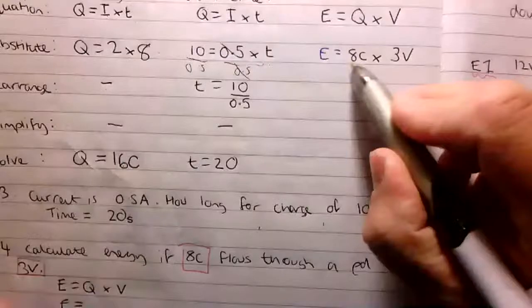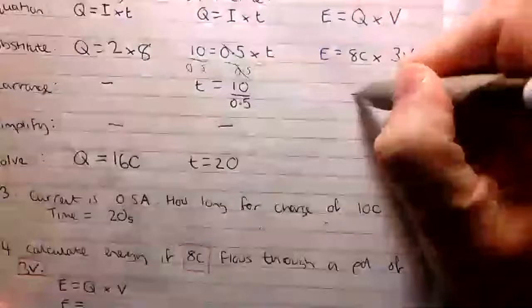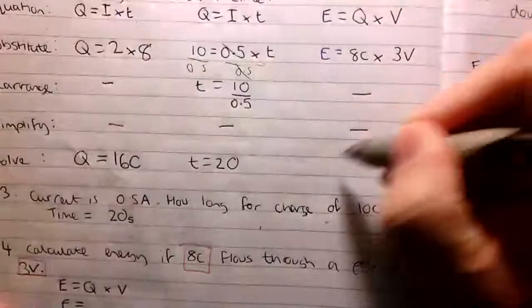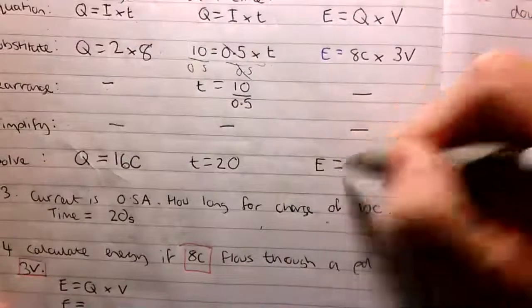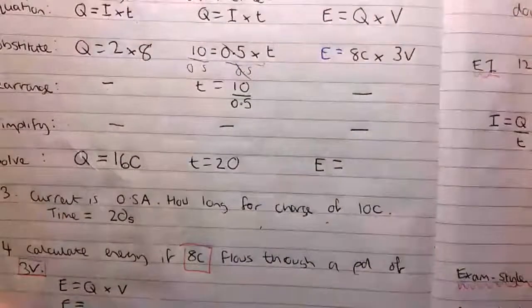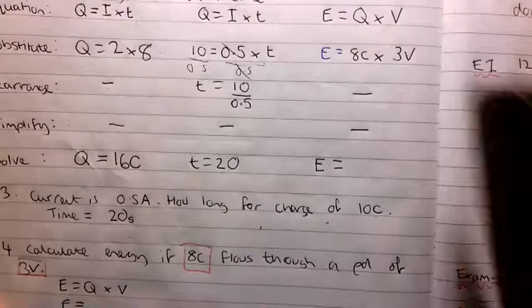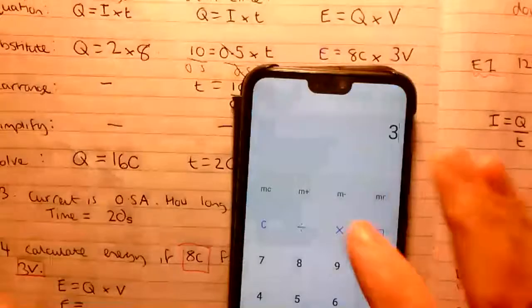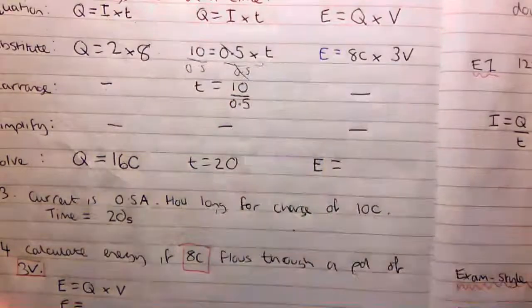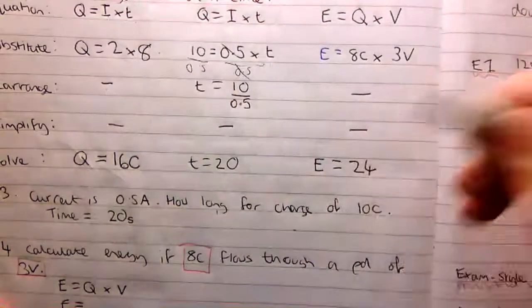Times 3 basically. Do I need to rearrange it? No. Do I need to simplify it? It's as simple as can be already. So my energy is actually going to be 3 times 8. Obviously, I can work that out in my head, but this is science, so we're allowed to use a calculator. 3 times 8 is going to be 24. So my energy was 24.